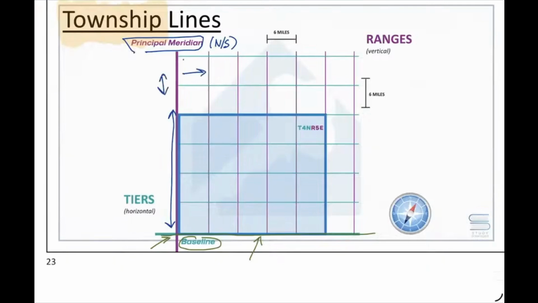They're going to go 6 miles, and then you're going to have a range line. And then you're going to go 6 miles, and there's another range line. And then they go 6 miles, and there's another range line. I mean, it just keeps going on forever and ever. And it goes to the east, but it also goes to the west. So you could have a range line that is 1, 2, 3, 4 miles away from the principal meridian. That's 4 miles away. So those are what we're going to call our township lines, the first part of our township lines. That's going to be our ranges.